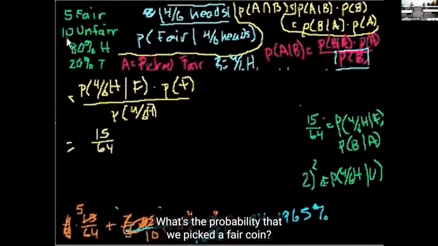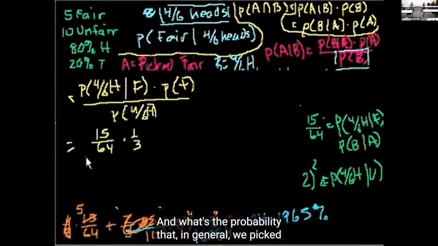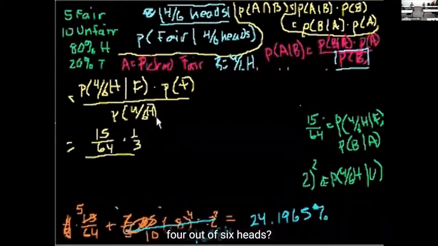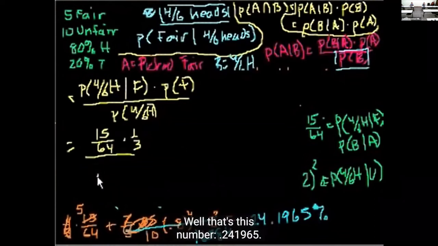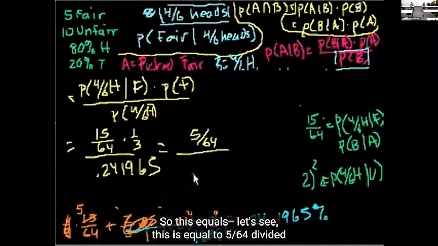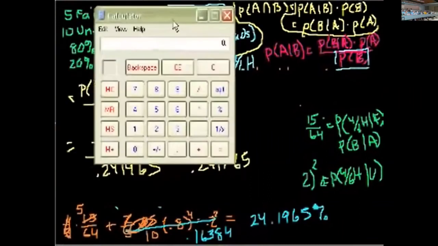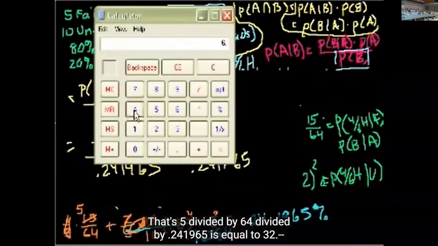What's the probability that we picked a fair coin? Well, there's 15 coins and 5 of them are fair, so it's 5 out of 15, so it's 1/3. And what's the probability that in general we got 4 out of 6 heads? Well, that's this number, 0.241965. This equals, let's see, 5 over 64 divided by 0.241965. What is that? 5 divided by 64. Equal to that.